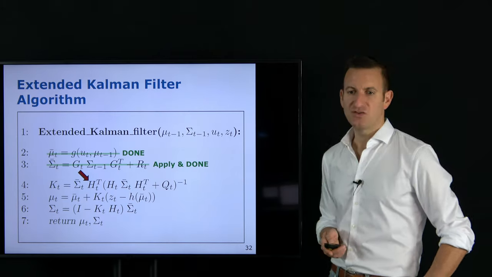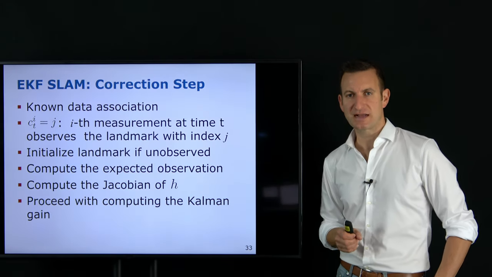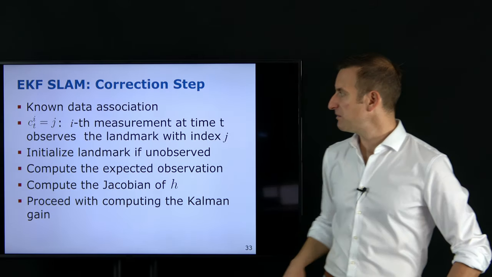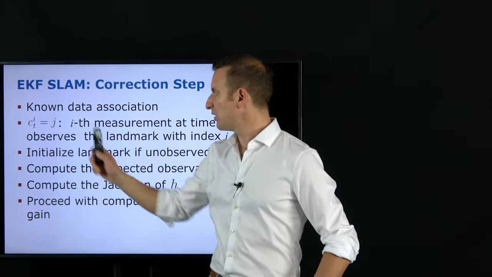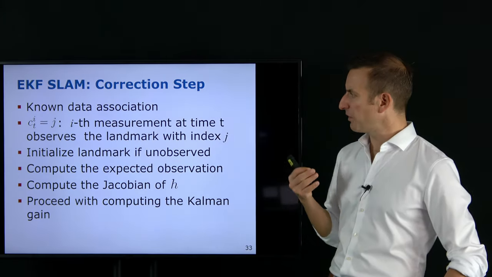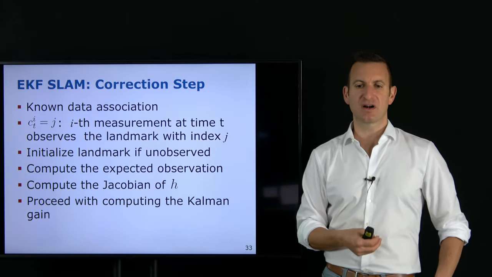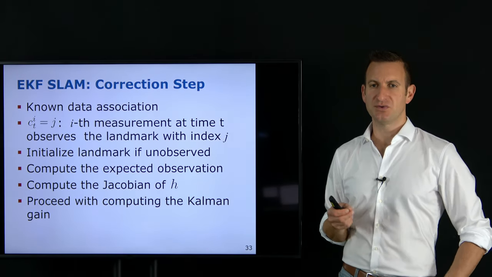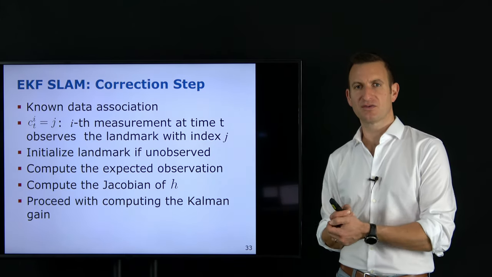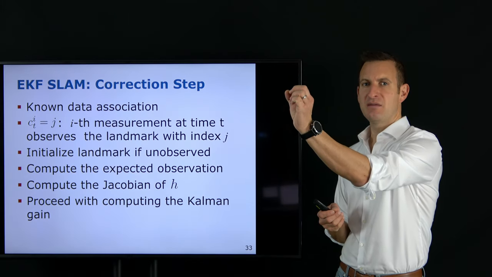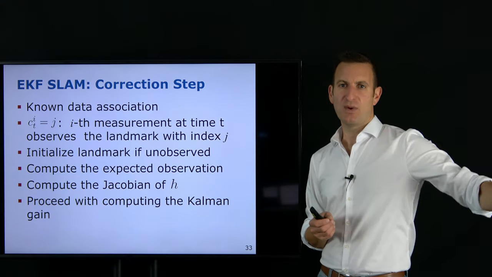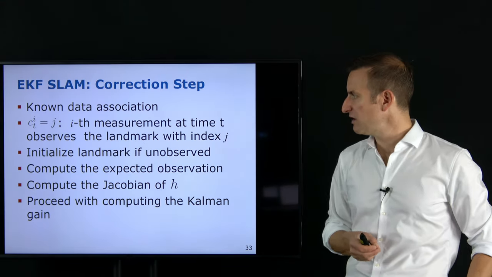Okay, so let's see how that works, looking into the correction step. Again, as a reminder, in the correction step we assume we have known data association. That means for every observation I know the correspondence, a matrix C, which tells me which landmark I should index in order to map that observation to the landmark in my state vector. So if I see that landmark in my image, I know in which dimension, say 153, my landmark is stored. This is done with this index.